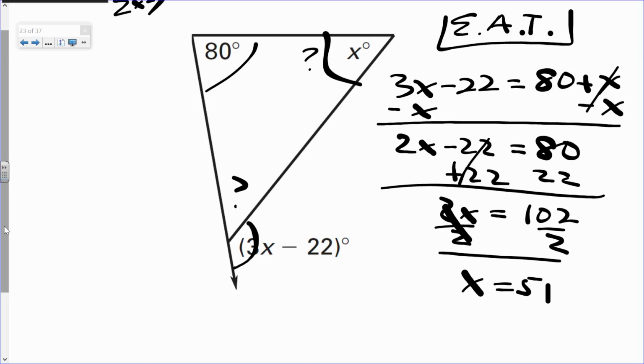Okay. This is the main one right here. You can get this equation and then solve the rest later. Just get that main equation. The exterior angle equals the two remote interiors. Two more examples of that.